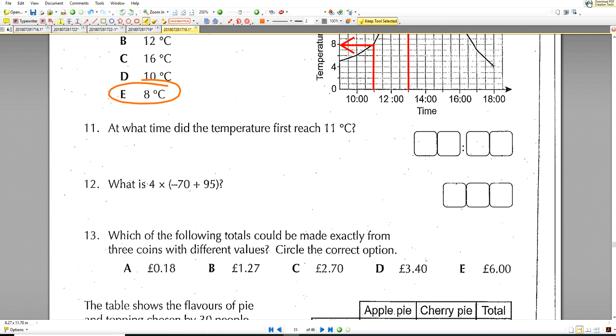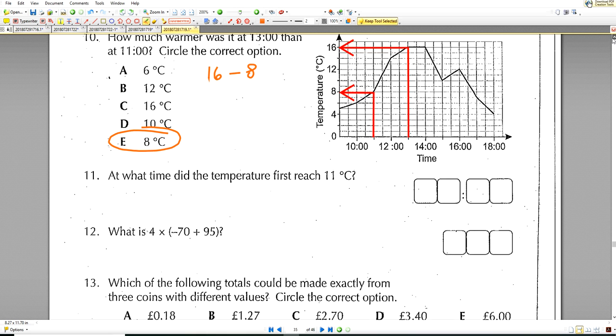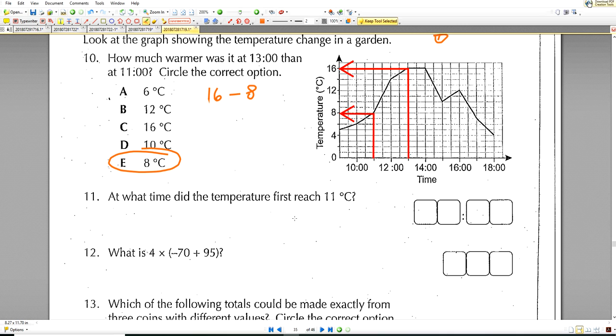At what time did the temperature first reach 11 degrees? So where's 11 degrees? Let's get our bar. So we have 2, 4, 6, 8, 10, 12, and 11 is over here. Let me change that color into a different color so it looks different. Okay, that's beautiful. So at what time was it when it first hit it?